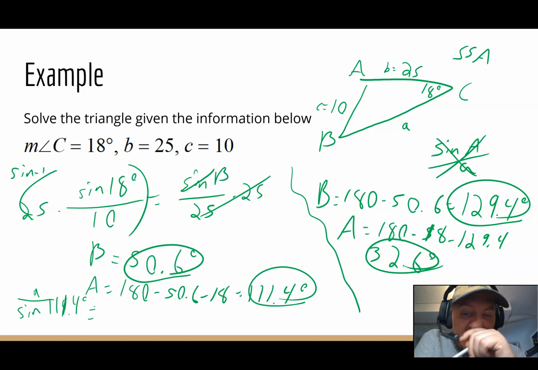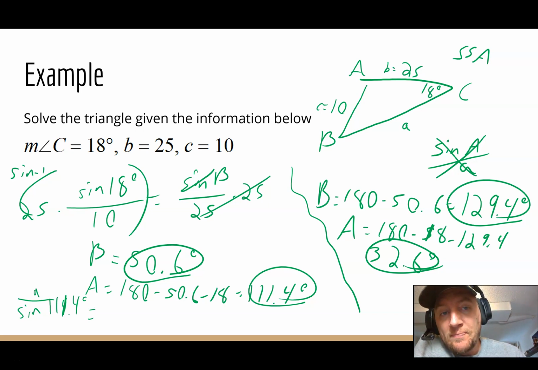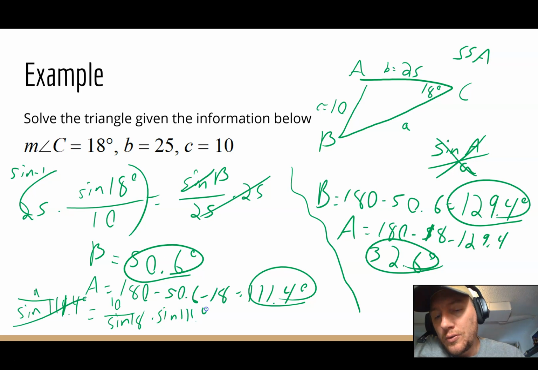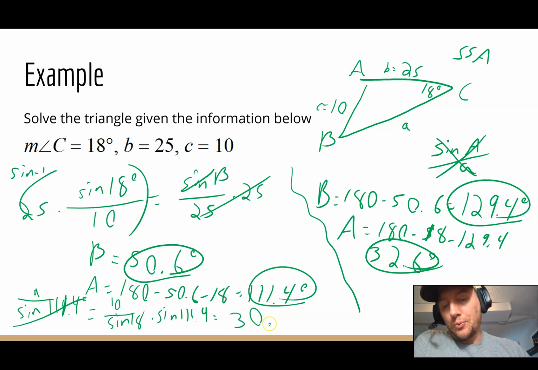equals, and I've got b and little b, so let's go with that. Or even c and little c, so how about c and little c? 10 over sine 18. Multiply both sides by sine 111.4. And I get 10 times sine 111.4 divided by sine 18. So I get a potential 30.12. So let's say 30.1 is our side.